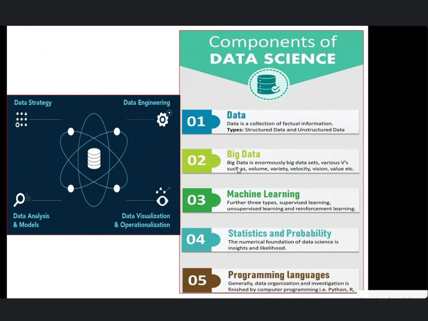Then the next, fourth step is statistics and probability. Study of numbers, study of operations, and the numerical foundation of data science, insights and likelihood. Then any one programming language you need to choose, like Python, Java, JavaScript, R, etc. This is about the components of data science.